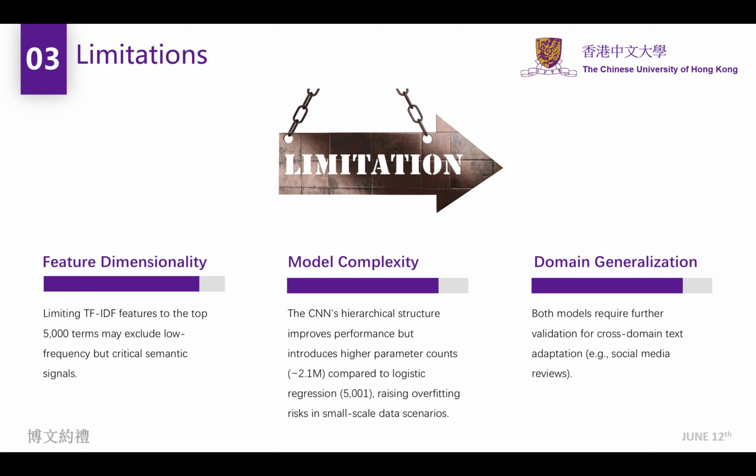There are some limitations of this study. Feature dimensionality: limiting TF-IDF features to the top 5,000 terms might exclude high-frequency but crucial semantic signals. Model complexity: the CNN's hierarchical structure improves performance but introduces higher parameter counts compared to logistic regression, raising overfitting risk in small-scale data scenarios. Domain generalization: both models require further validation for cross-domain text adaptation.